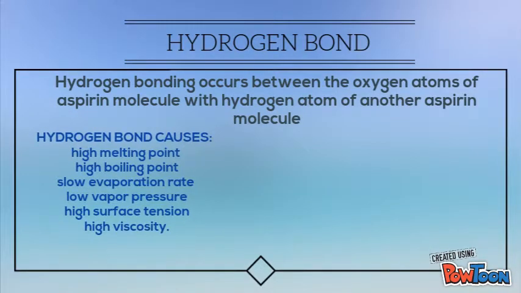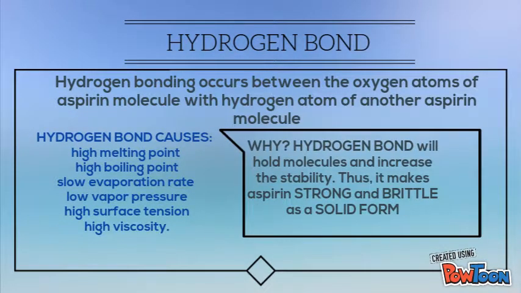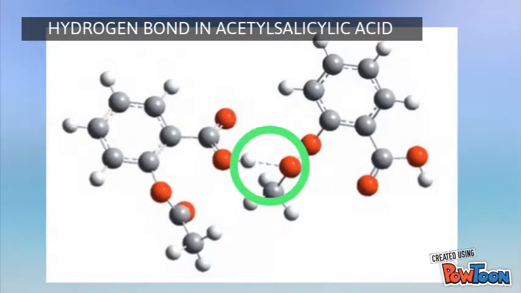Hydrogen bonding occurs between the oxygen atoms of an aspirin molecule and the hydrogen atom of another aspirin molecule. This hydrogen bond causes changes in physical properties because hydrogen bonds hold molecules together and increase stability. This diagram shows the hydrogen bond between a pair of acetylsalicylic acid molecules.